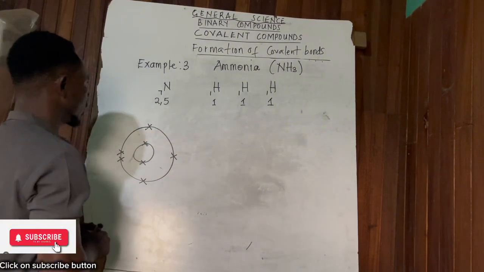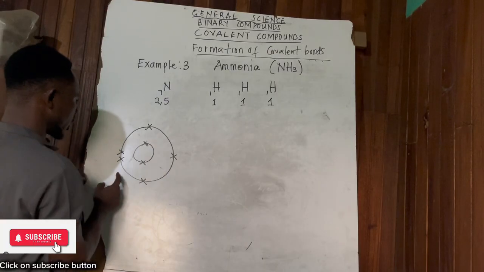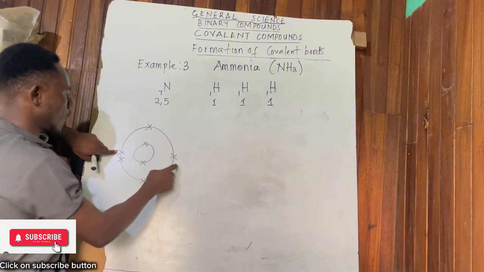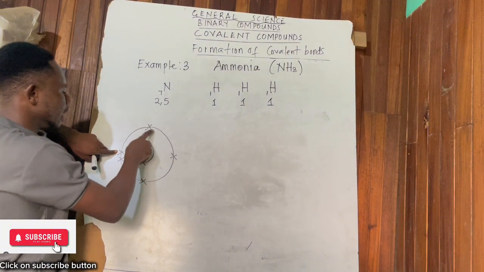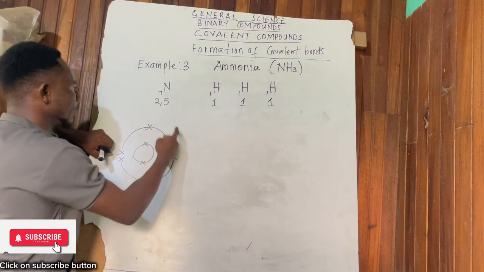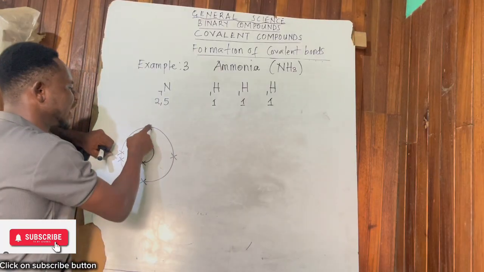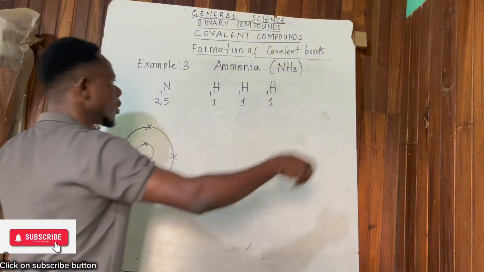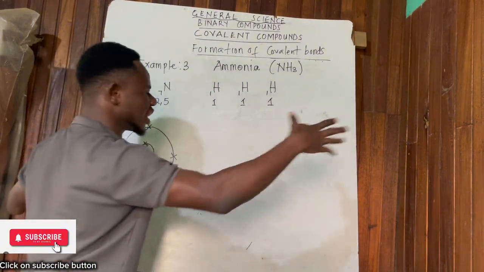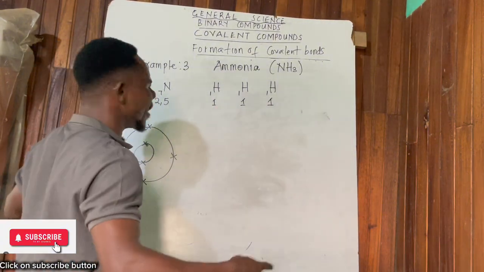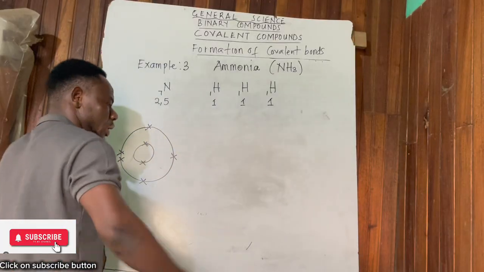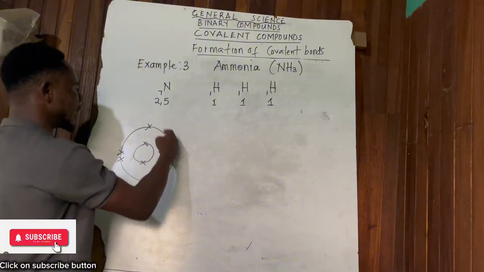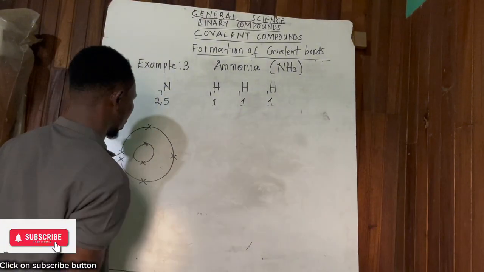Are you getting it? So this is the 2. This is also 2 and 5. Why? Because it needs how many more to be stable? It needs 3 more to be stable. And the number of electrons it needs to be stable is what is going to be shared. So this 3, it needs 3 to be stable, and it is going to share the 3.